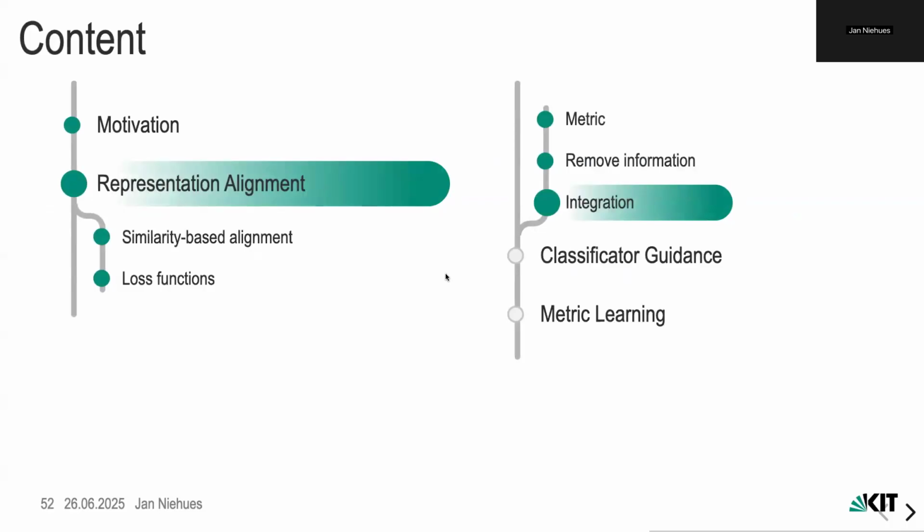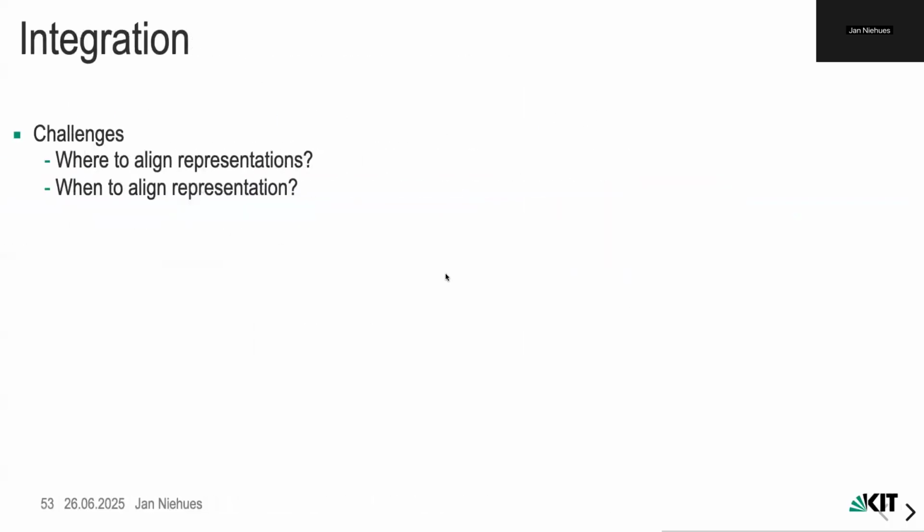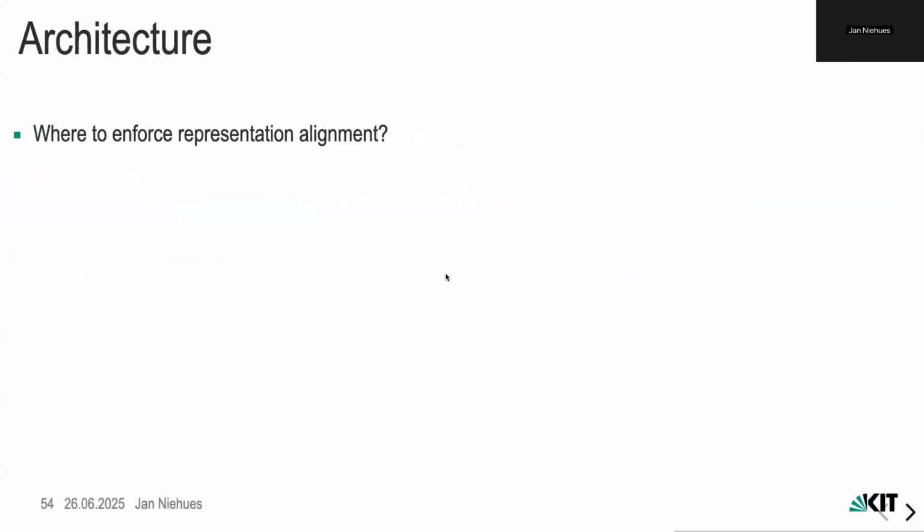Good. And then we're coming to a bit what was mentioned before already. That's the integration. And that is the question, where should you align things? So where should you try to make them similar or remove them? And when should you do it? So how should things interact? And so the first question, where do you want to force the similarity?